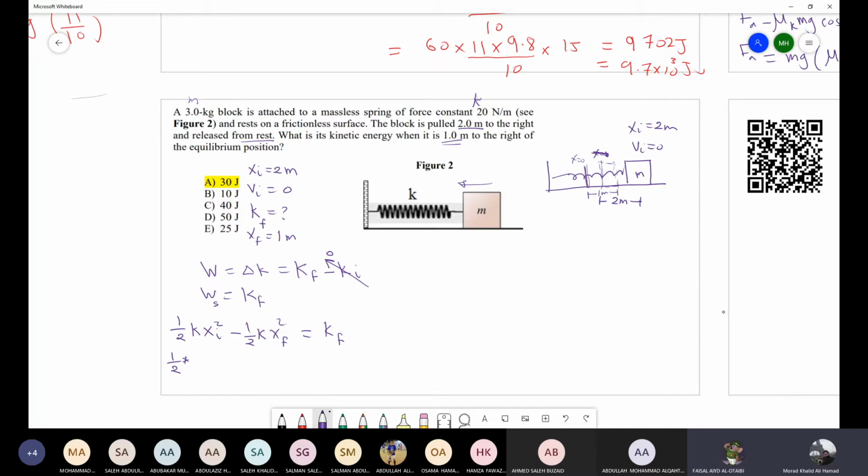K is equal to 20 times x initial, which is 2 squared, minus half 20 times 1 squared. This is equal to, half of 20 becomes 10, so this becomes 10 and this becomes 10, which is equal to 40 minus 10, equal to 30 joule, which is our answer. Clear, guys?